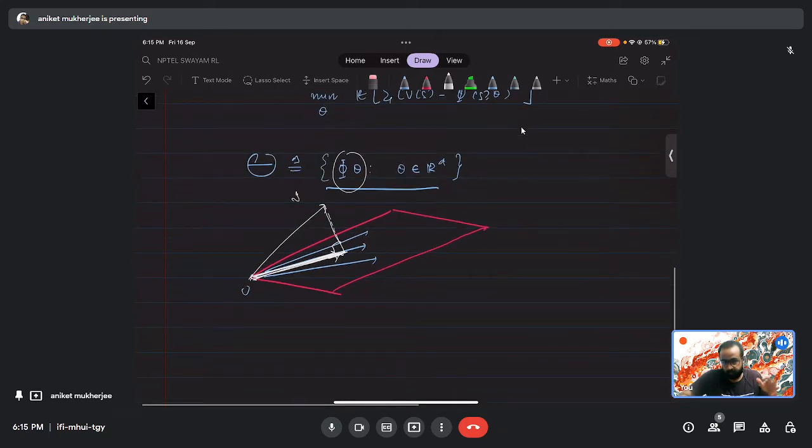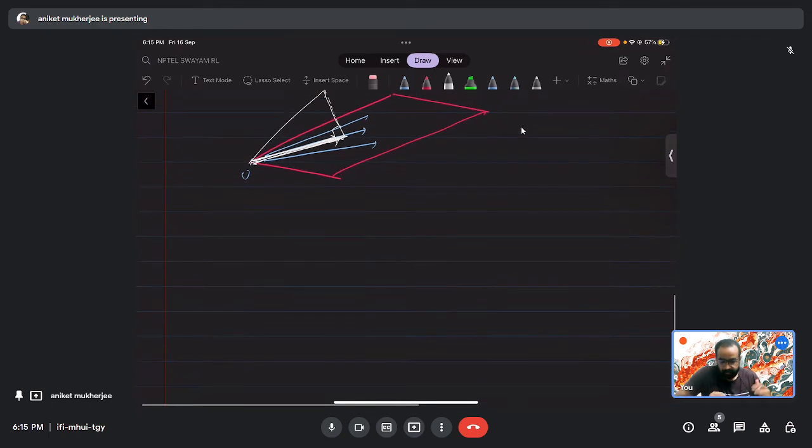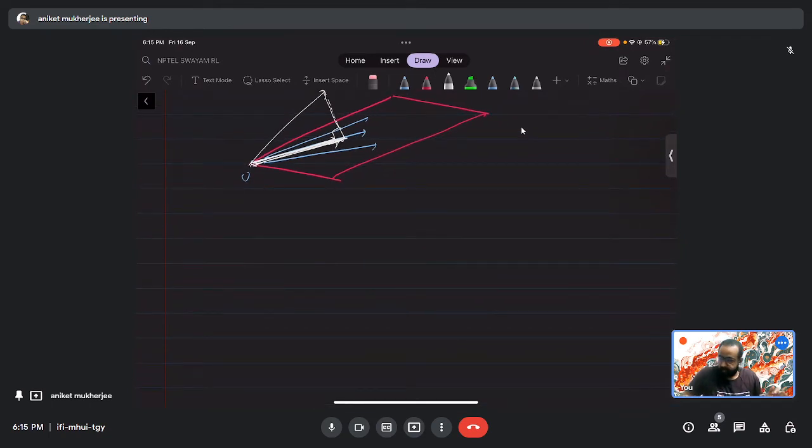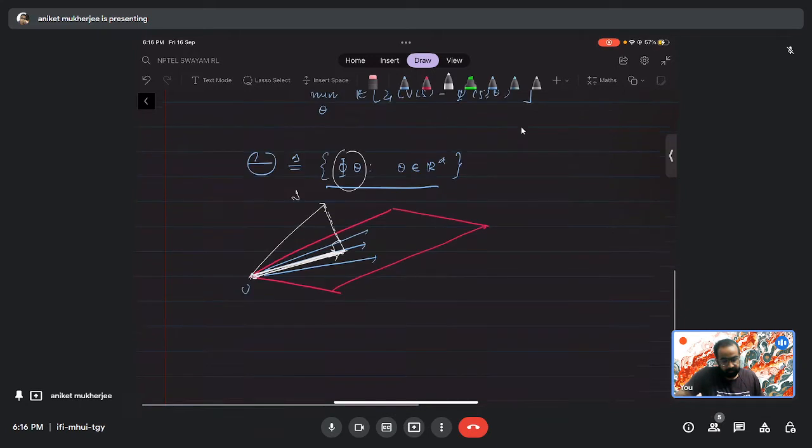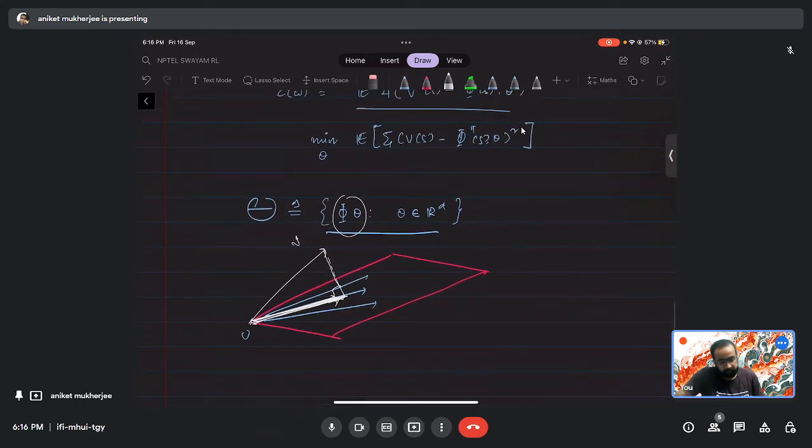I hope sir has covered all this in class. But this is one way of doing functional approximation. Why we are doing this, I'll come to that shortly. But this is what we're doing. And then sir did one more thing.